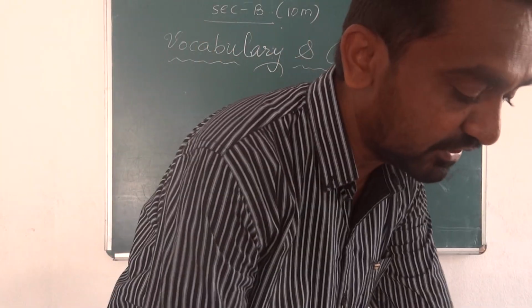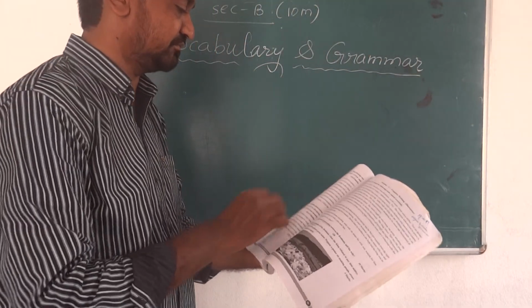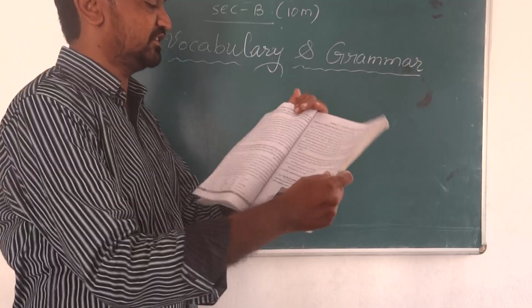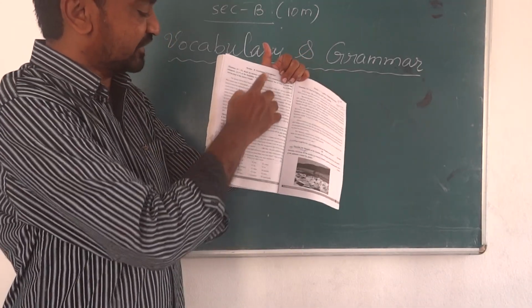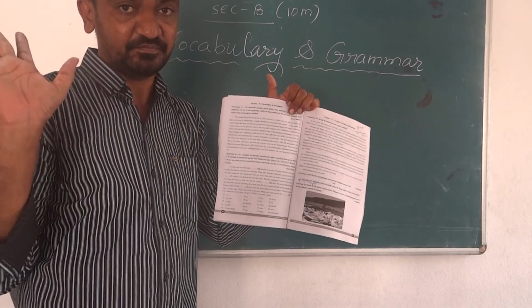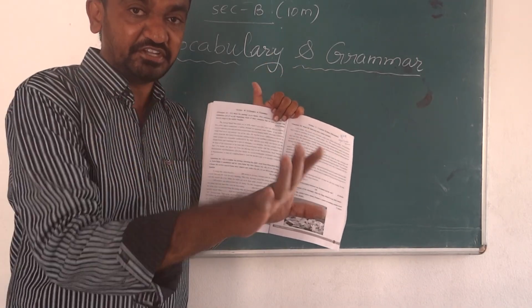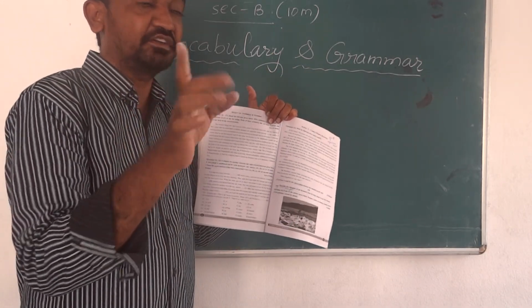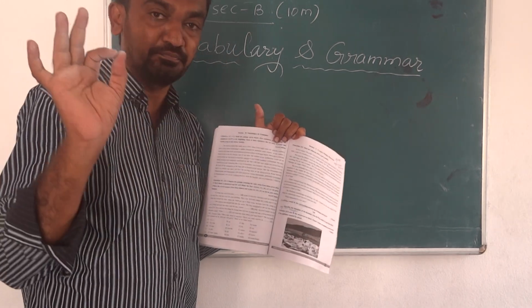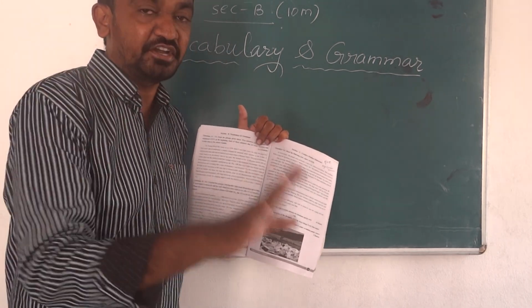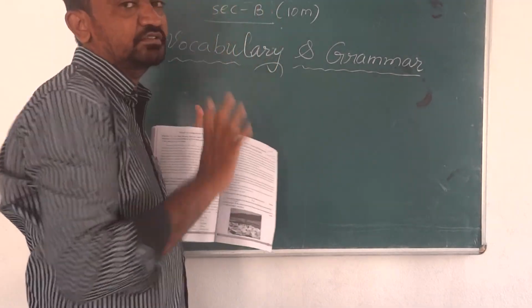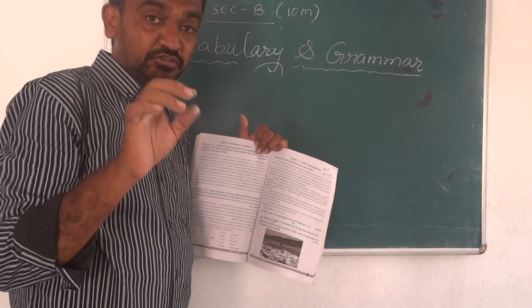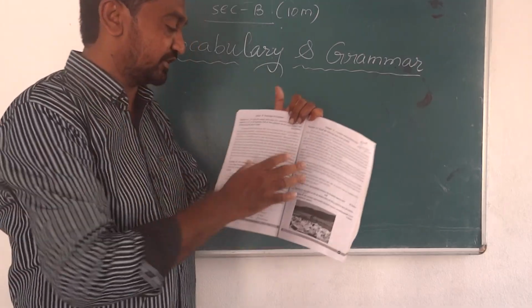First of all, I will show you how Section B looks. Here you can see this is Section B, and this part exclusively carries grammar. If you are good at grammar, then you can get the 10 marks. Suppose you are poor at grammar, you are good only at the textbook, then you can't get these 10 marks. So becoming perfect in grammar is also very important.